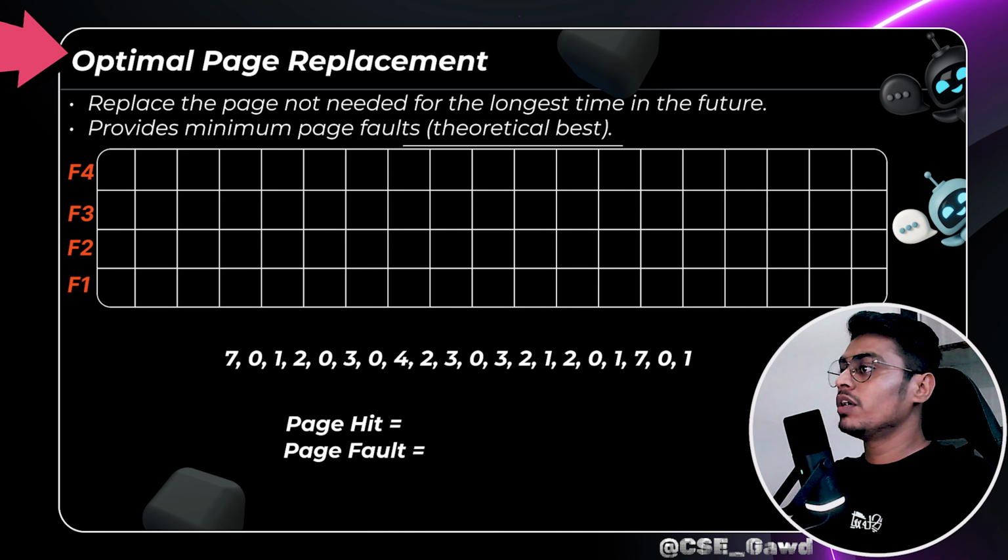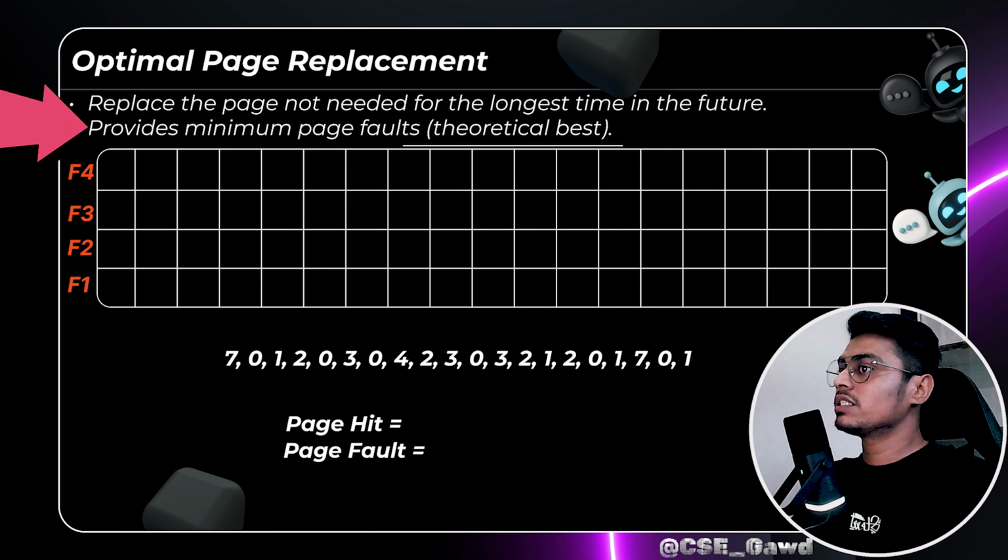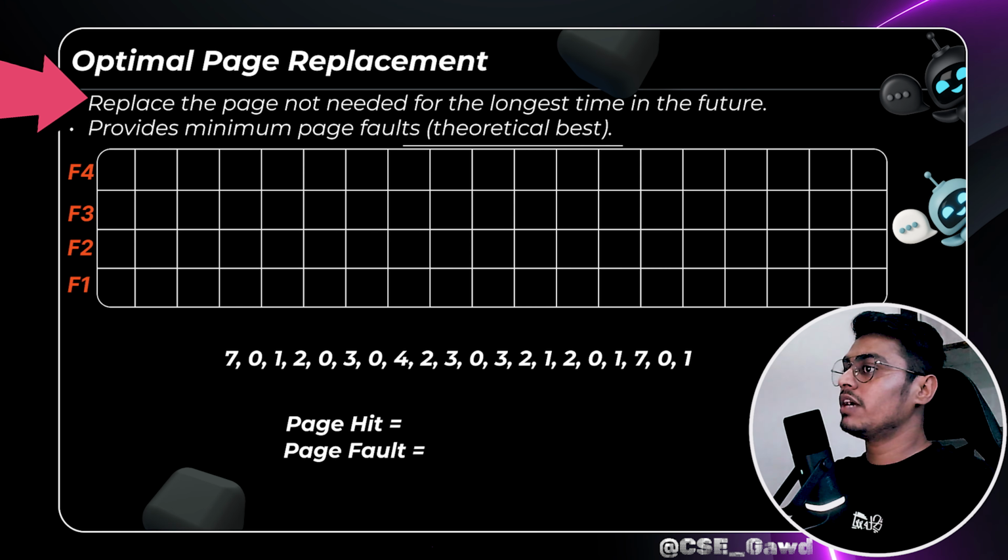Now, moving forward to the optimal page replacement algorithm. The optimal page replacement algorithm provides the theoretical minimum number of page faults. In optimal page replacement, whenever a page fault occurs, we replace the page that will not be used for the longest time in the future.